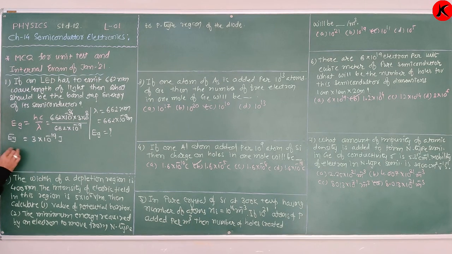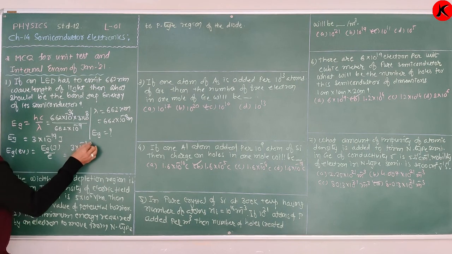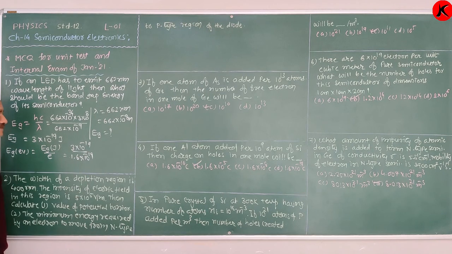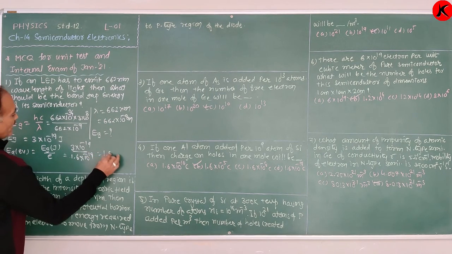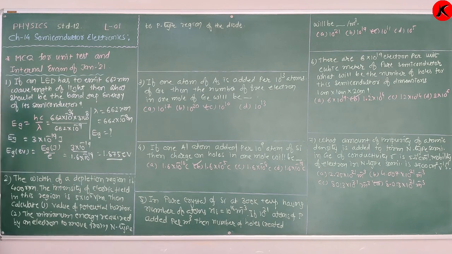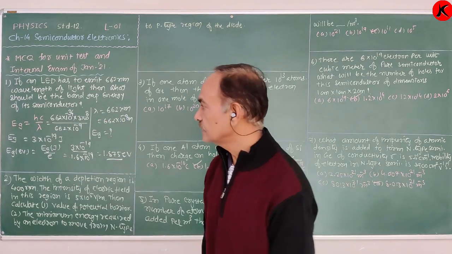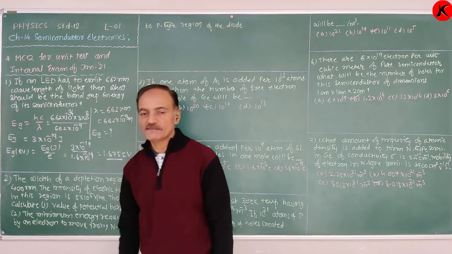And in electron volt, Eg in electron volt is equal to Eg in joule upon e. Therefore, 3 into 10 to the power minus 19 upon 1.6 into 10 to the power minus 19. Therefore, 1.875 electron volt. That is the band gap energy for the given semiconductor. So that is the same equation as the energy of a photon that we already learned in chapter 12. Right? Now, Eg is equal to hc upon lambda, the band gap energy.